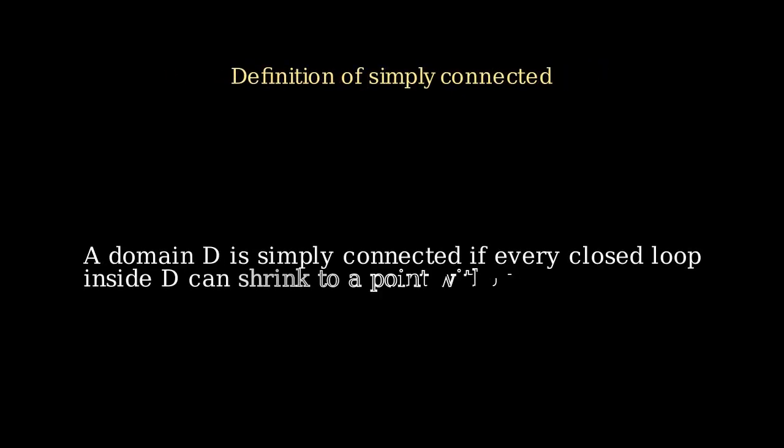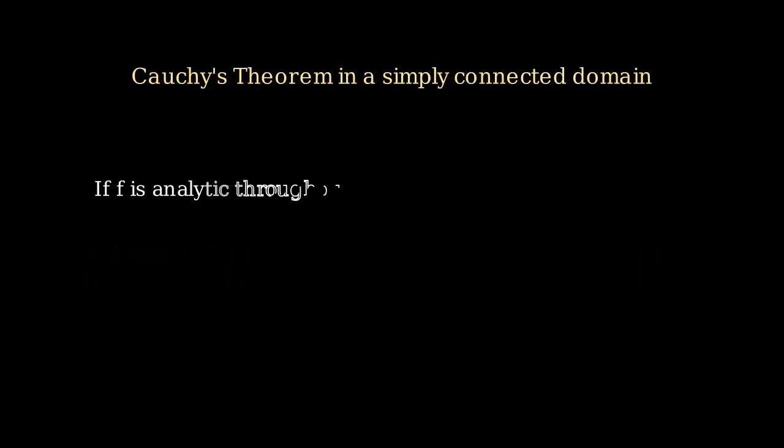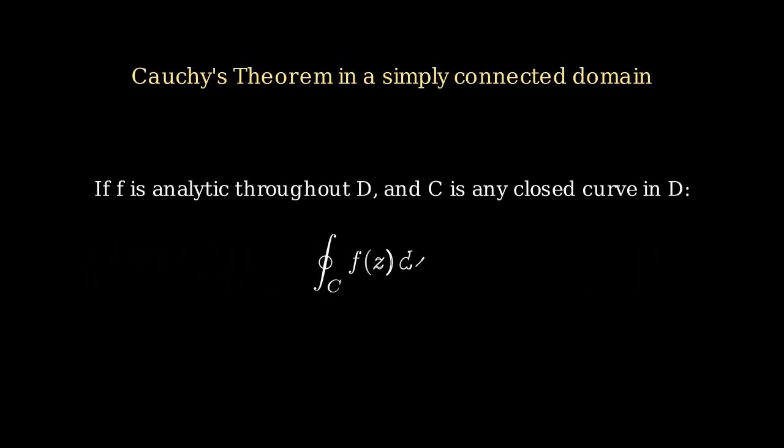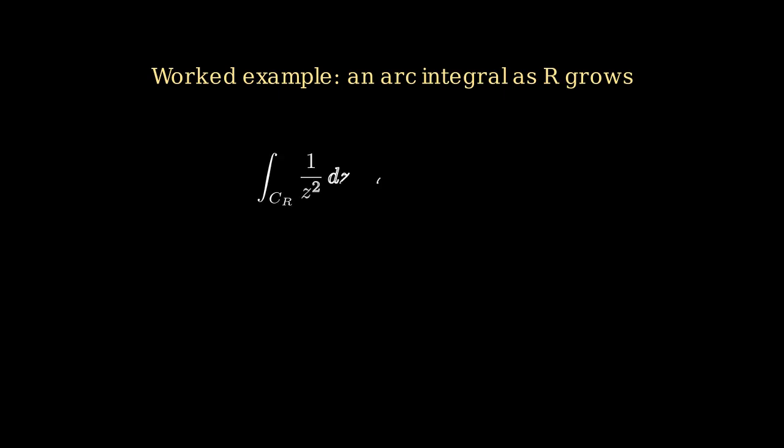Definition: a domain D is simply connected if every closed loop inside D can be continuously shrunk to a point without leaving D. Cauchy's theorem, which requires a simply connected domain, says this: if f is analytic throughout a simply connected domain D, and C is any closed curve inside D, then the closed loop integral of f(z) dz around C equals exactly 0.